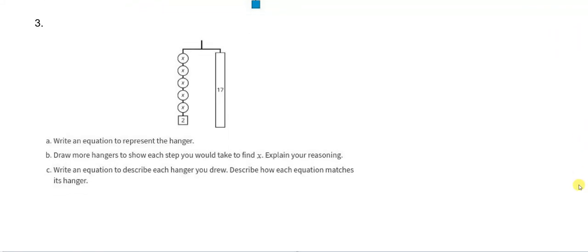Number 3, we have to write an equation. So 1, 2, 3, 4, 5. 5x plus an additional 2 equals 17. Check. Draw more hangers to show each step you would take to find x.